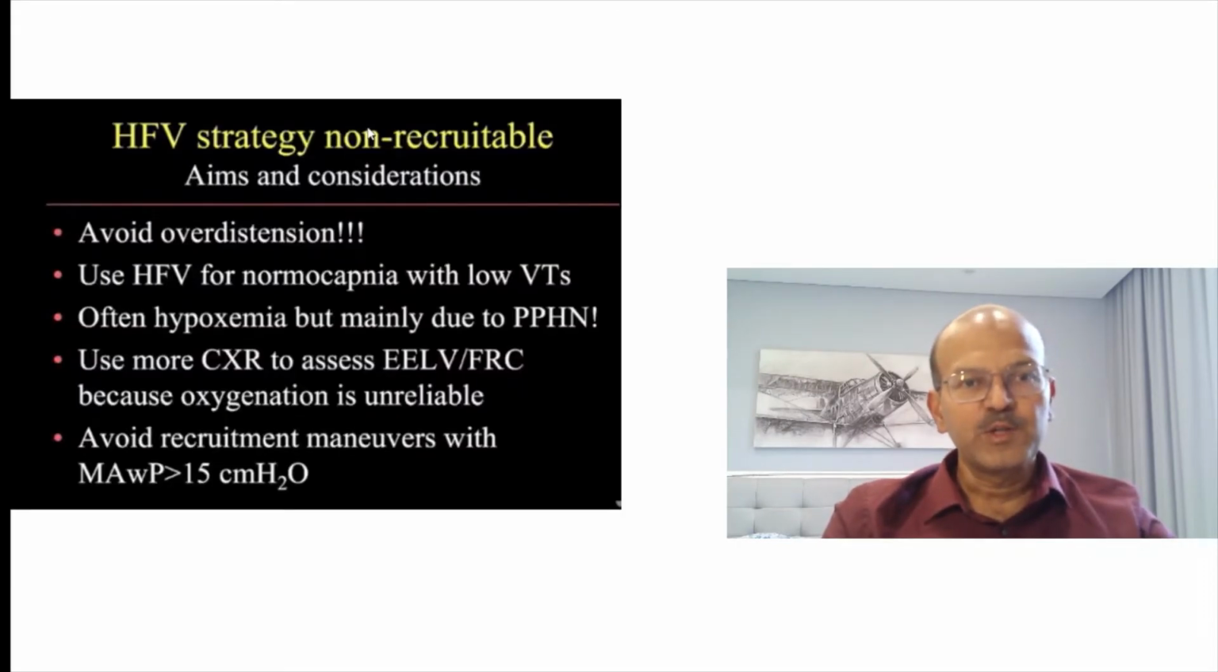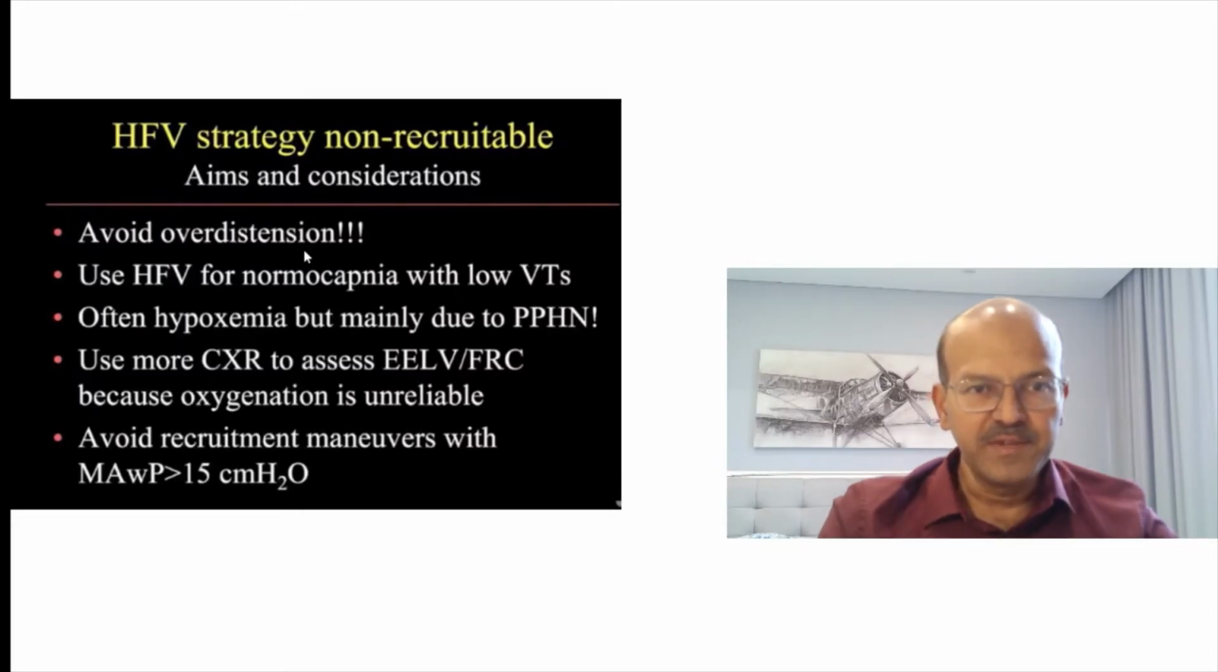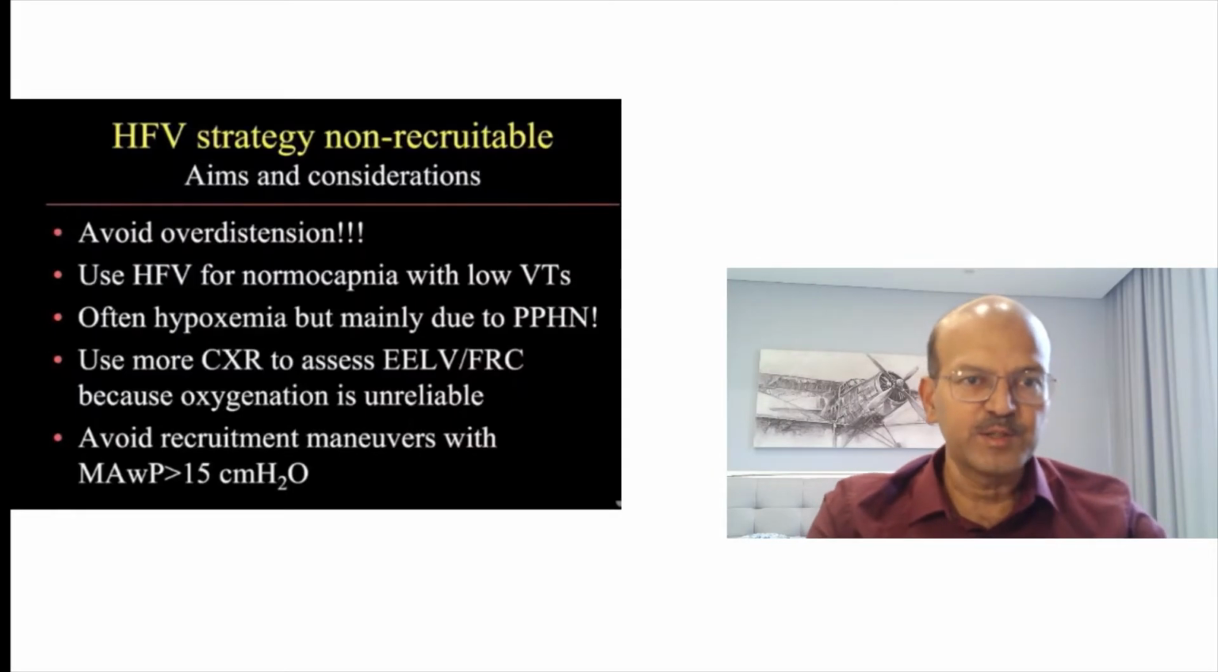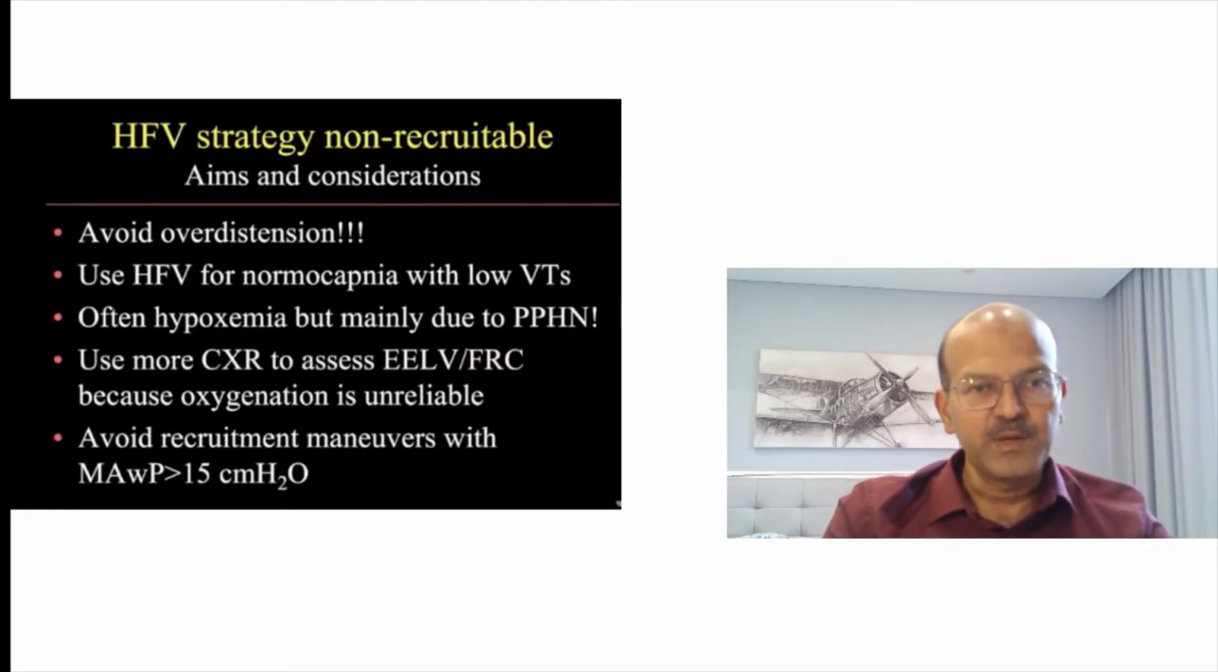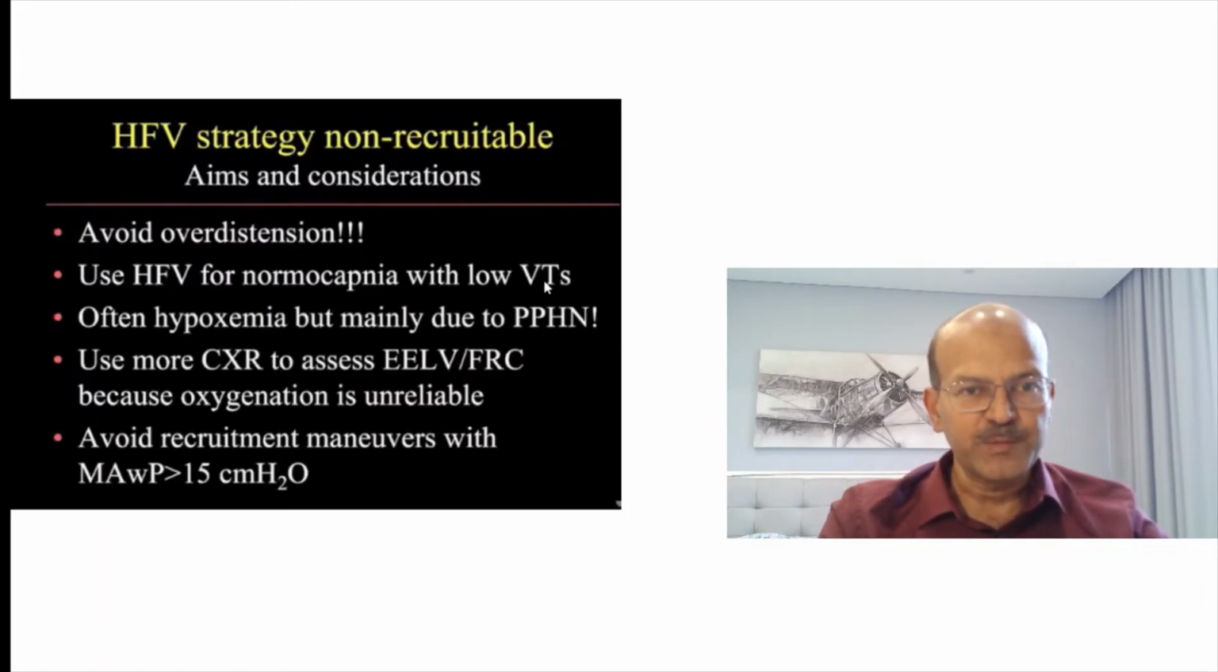So in non-recruitable conditions, we should avoid overdistension. Very important. That's why the Wiki trial on diaphragmatic hernia did not show a benefit of high frequency, because they tried to use a higher map to recruit. Use high frequency to maintain normocapnia, but with low tidal volumes. So you can accept a little hypercapnia as well.